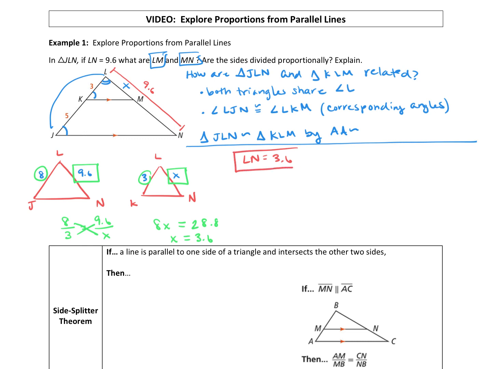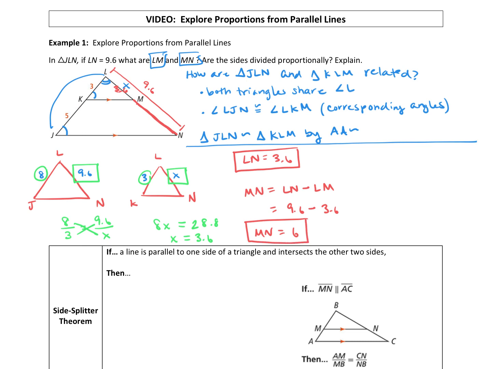We answered one of the questions, so nice job. All right, we also need to figure out what MN is. Well, MN is equal to this part right here. So all we have to do is take the whole side length of LN and subtract out LM, and that will leave us with what we're looking for. The whole thing is 9.6. Let's subtract out that 3.6 that we just found. This is 3.6 if I label the picture. And we find that MN is equal to 6.